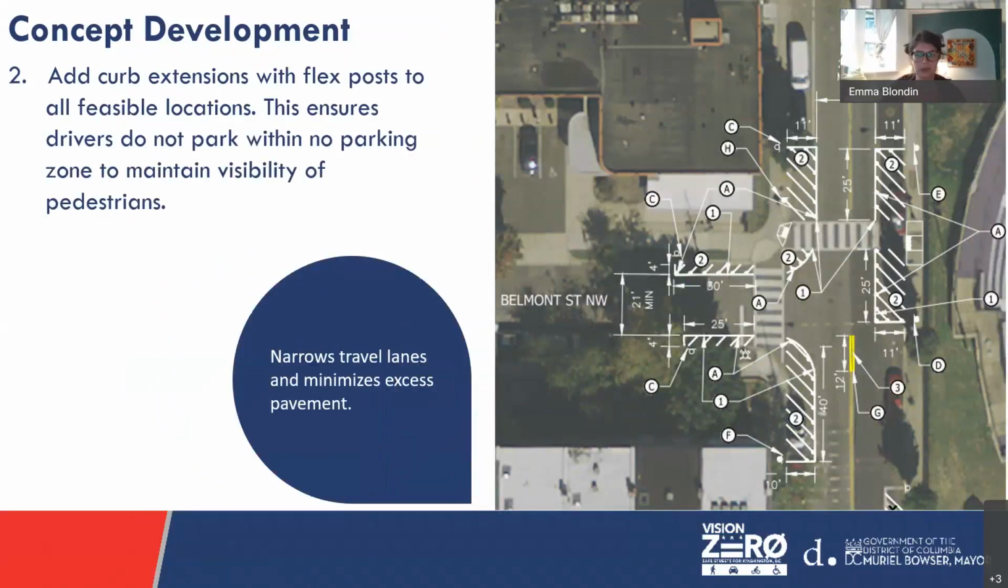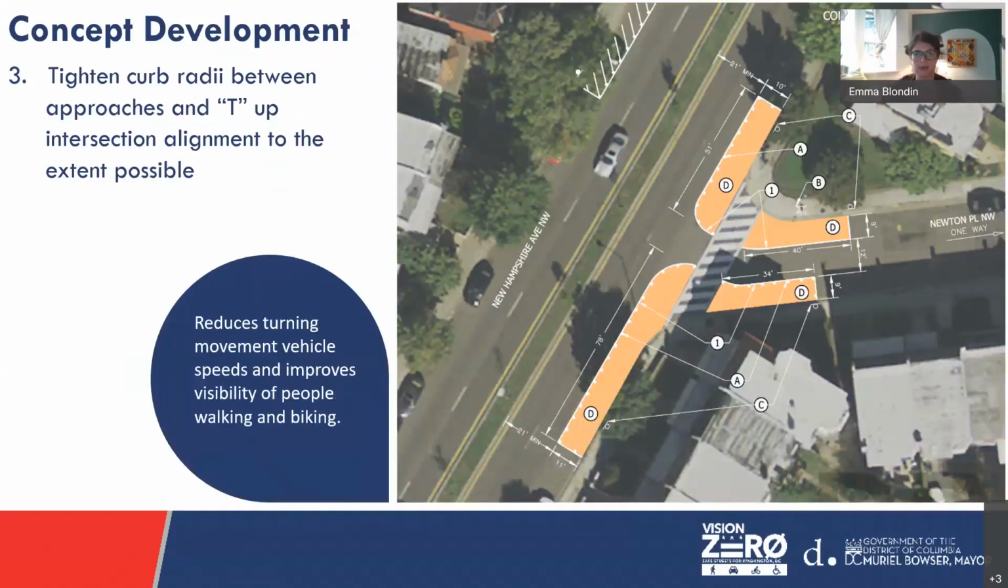And in addition to the signage, we're striping this no parking zone and adding flex posts to ensure the spaces are not used for parking or loading. That ensures that this space functions how it's supposed to and is continuing to meet the standards. It also helps narrow travel lanes, minimizing excess pavement and slowing vehicles as they approach the stop.